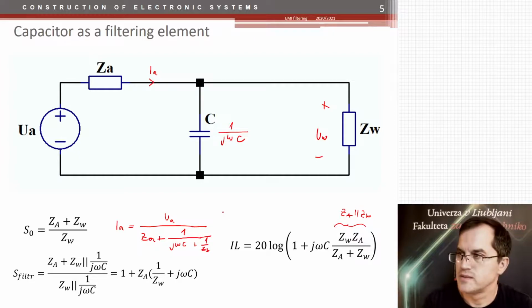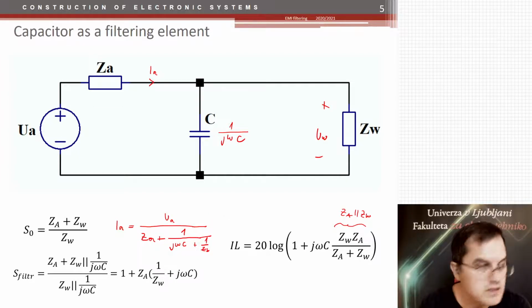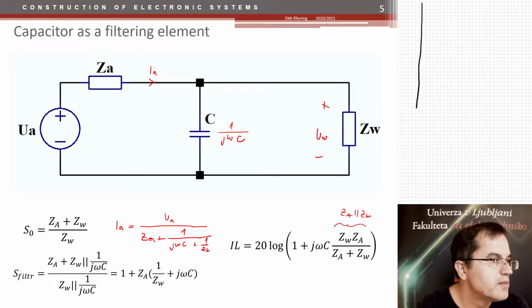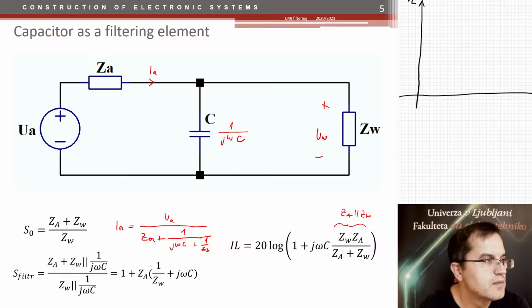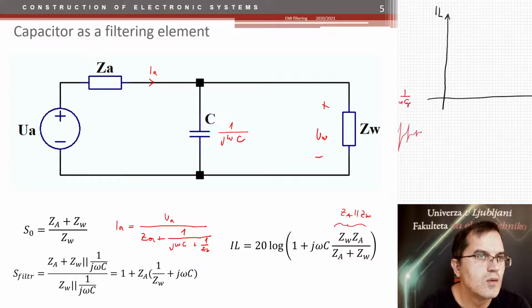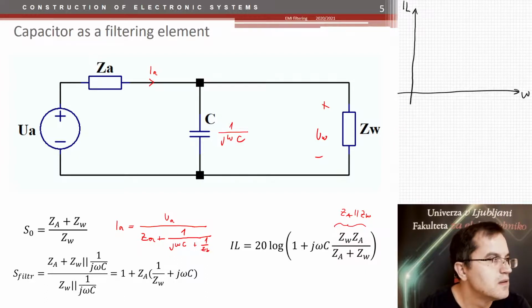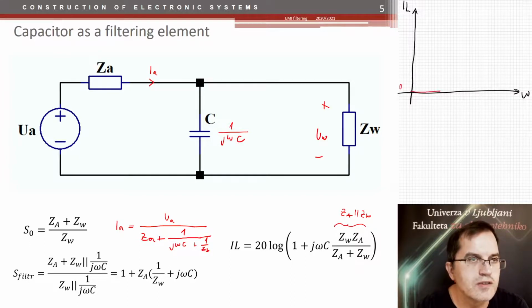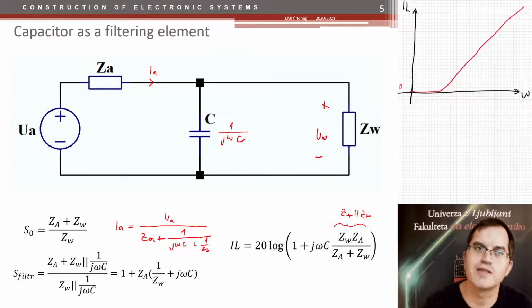So if we draw that, what do we get? If we use this capacitor as a filtering element and draw, again, the insertion loss versus frequency, what we get is, at low frequencies, omega goes to 0, so the insertion loss is 0. Then at a certain frequency it starts to increase and increases again. So the story is the same, but the capacitor is connected in parallel.